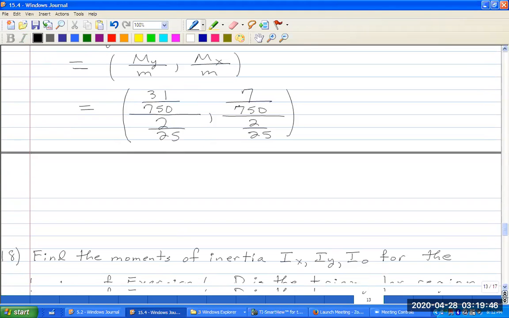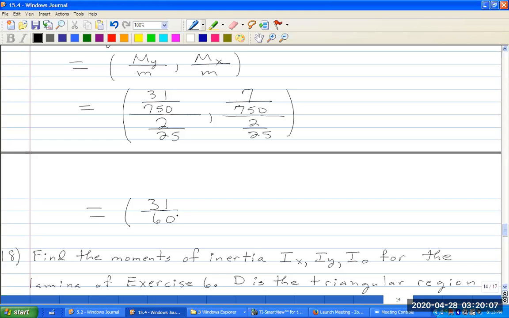And so this is equal to 720 divided by 25 is 30 times 2 is 60. 750 divided by 25 is 30 times 2 is 60. So 7 over 60. And so we have the following center of mass.